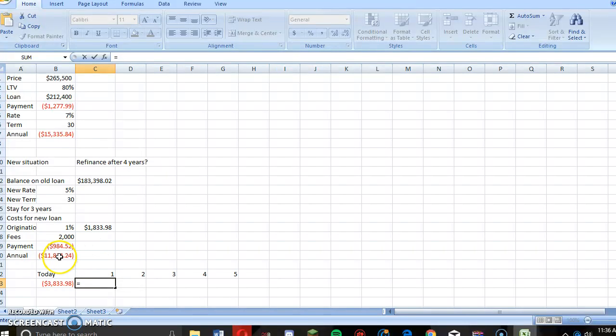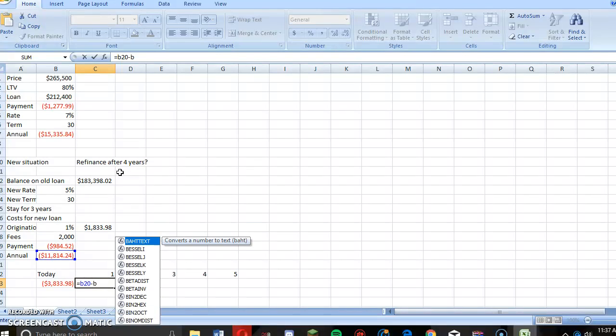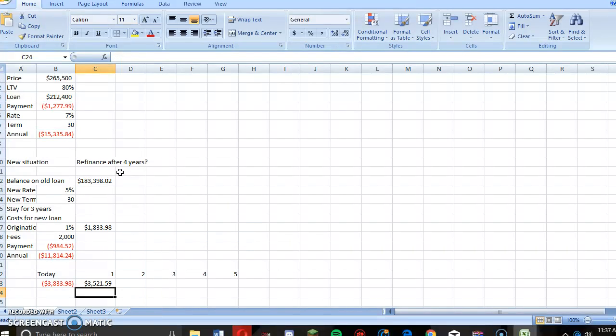So it's the annual payment, which is $11,000. So we're gonna grab that, and then we're subtracting it from the other annual payment, which is the $15,000. B7. Okay, and then it's gonna be $3,521. And it's the same thing each way. Okay, I don't know why it does that.